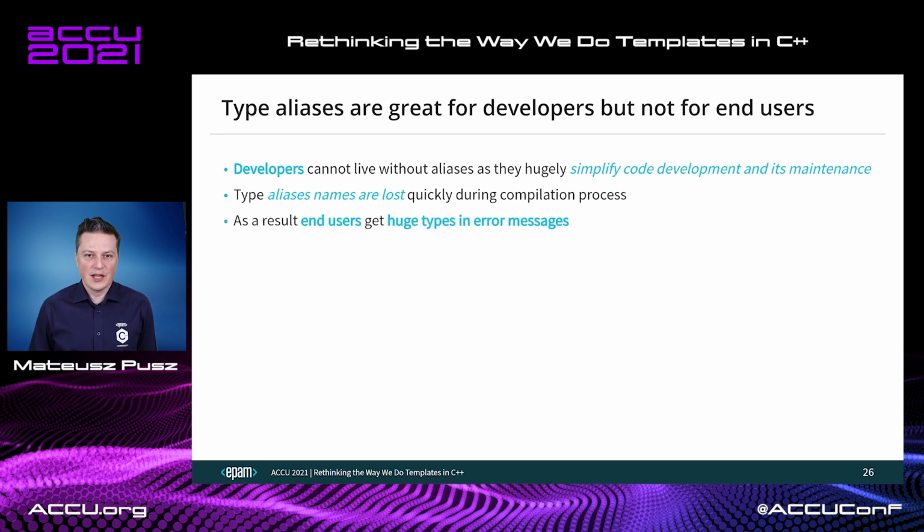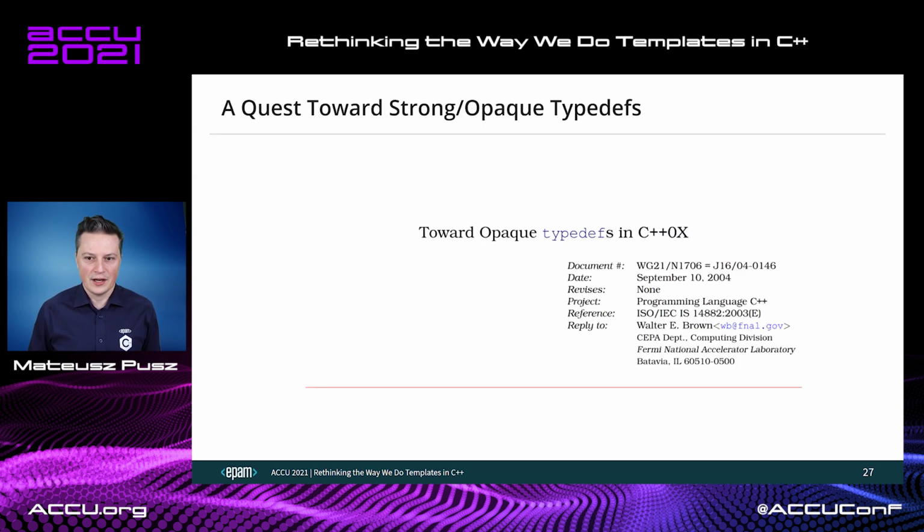As a result, the end user seeing the compilation errors or debugging the session sees the types as the C++ language sees them, which are really huge template instantiations in those cases. This should be supported, this should be addressed by strong typedefs. And for many years there was a quest, and actually this quest was by Walter Brown, to provide those to the language.